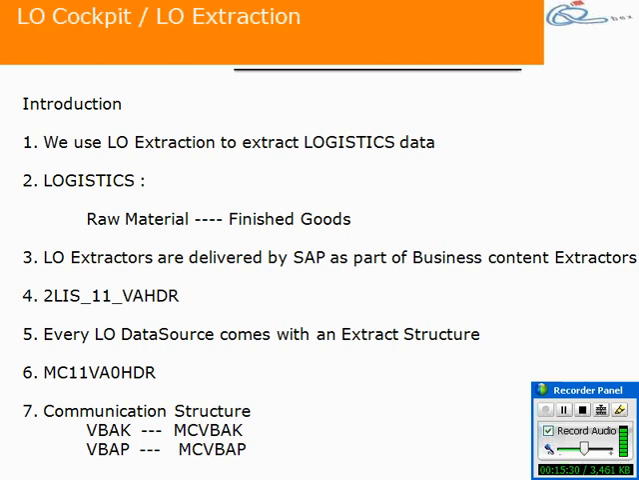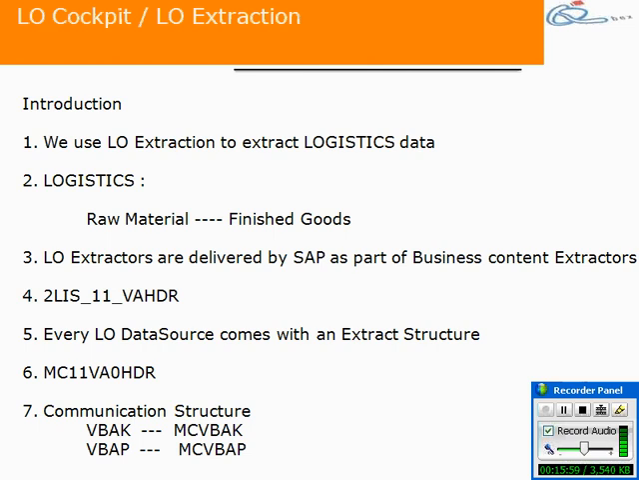Okay. So, when you're extracting the logistics data from R3 using LO extraction or the LO extractor, SAP has delivered extractors specific to data. We have one extractor delivered by SAP to extract header information. We have a separate extractor delivered by SAP to extract item level information. We have a separate extractor of data delivered by SAP to extract schedule level. Separate data sources.